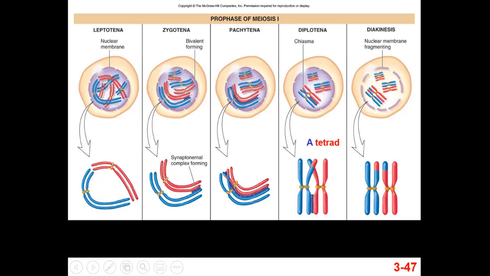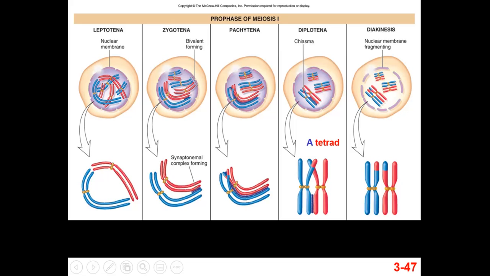I think there's a little bit of confusion sometimes in which stage exactly it occurs, but it definitely starts in pachytene. And what can happen? This can happen anywhere along the chromosome. You can have one strand from one homologous chromosome exchanging information with the other homologous chromosome. That allows for further genetic heterogeneity as that occurs.